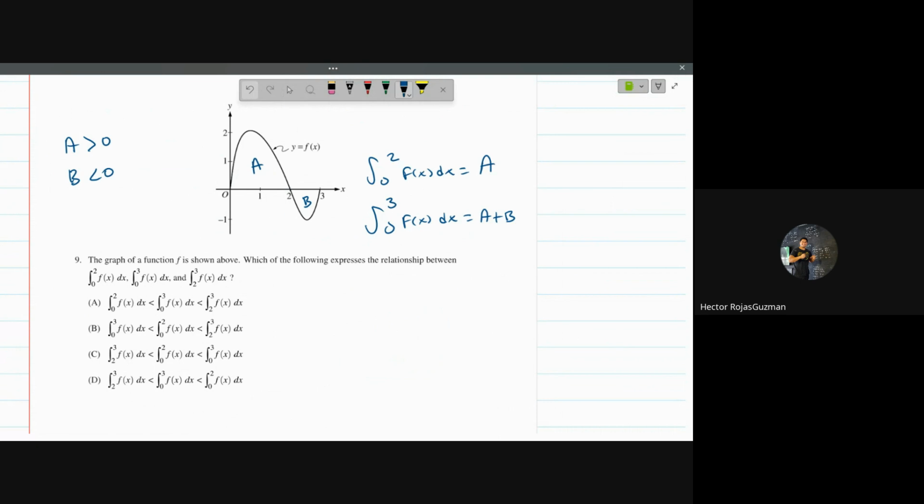Okay, the last integral. The integral from 2 to 3 of f of x dx is just the region B, which again is negative. So we have positive area. For the second integral, we have positive area, but it's just smaller. And for this one, we have negative area. So the answer is D. Because we have positive area, but less, and then we have negative area.